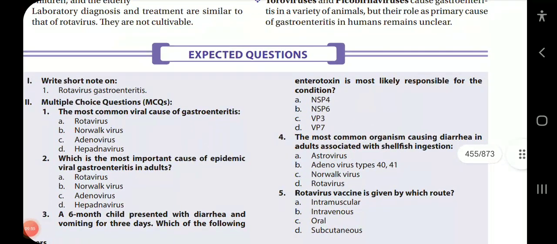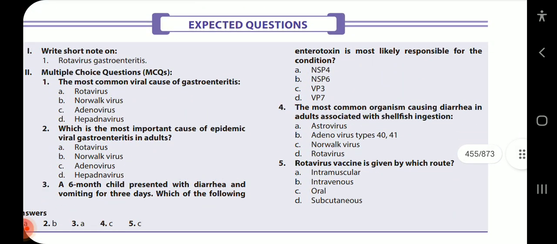Now the expected questions. Short note on rotavirus gastroenteritis; we can write MCQs. The most common cause of viral gastroenteritis is the rotavirus. Which is the most important cause of epidemic viral gastroenteritis in adults? It is the Norwalk virus. A 6-month-old child presented with diarrhea and vomiting for 3 days. Which of the following enterotoxins is most likely responsible for the condition? It is NSP4. And the most common organism causing diarrhea in adults associated with shellfish ingestion is the Norwalk virus. Okay, and the rotavirus vaccine is given by which route? It's given by the oral route.